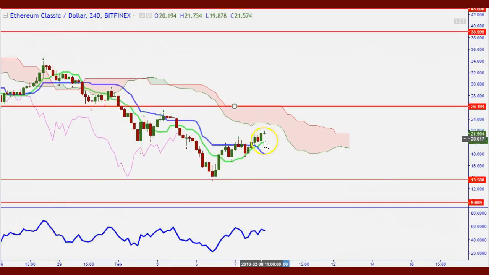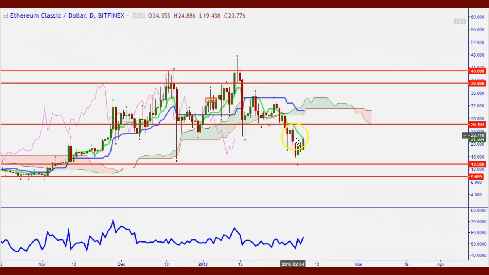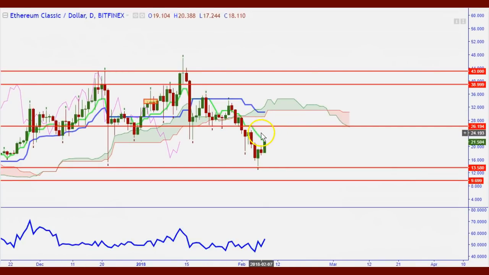So if I mark this level, that's the top of the cloud, flat cloud. Now let's go back to the daily and see what that looks like. So that's some good distance if we could get to that point, right?